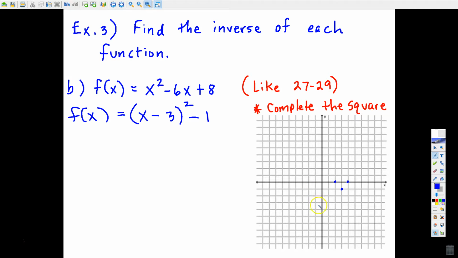And let's just do one more input. What about x is 1? What is that, Lakin, if x is 1? It should be positive, because this would be positive 4. 4 minus 1 is 3. Okay, so we already have the graph of the original.